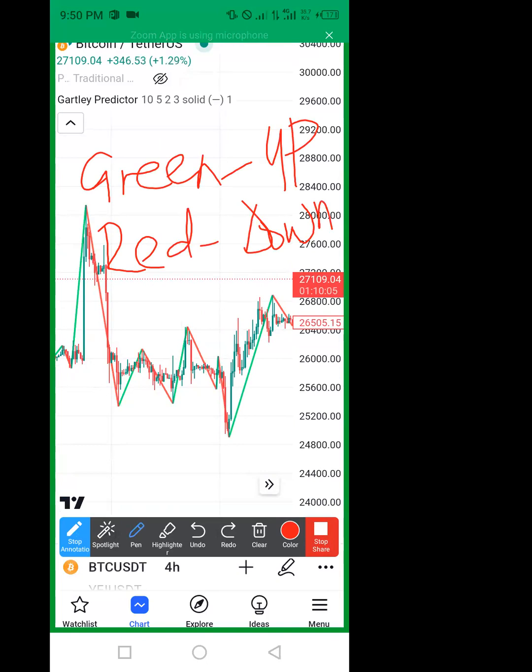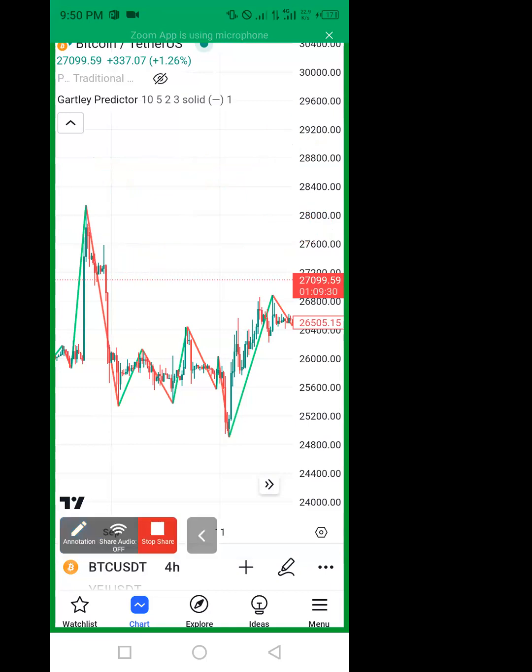No matter which main trend we are in, whether an uptrending market, a downtrending market, or even ranging, it will always find a way of showing you two lines, either green or red. And these lines can only be formed when that trend has ended. The moment you see the Gartley Predictor has drawn a line, just know that that trend has ended.